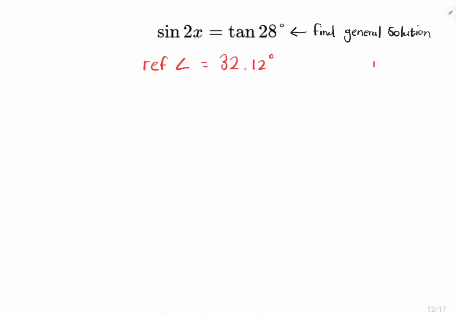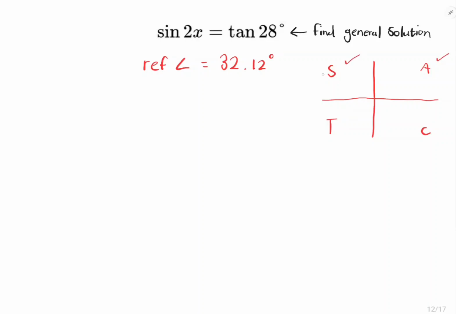So now the second step would be to look at our CAST diagram. In which quadrant is sine going to be positive? Tan 28, we can see that it's a positive number. Even if you type in your calculator tan 28, you get 0.53. It's a positive number. So in which quadrant is sine, the one that we're working with now, going to be positive? It's going to be positive here because it's the All quadrant.